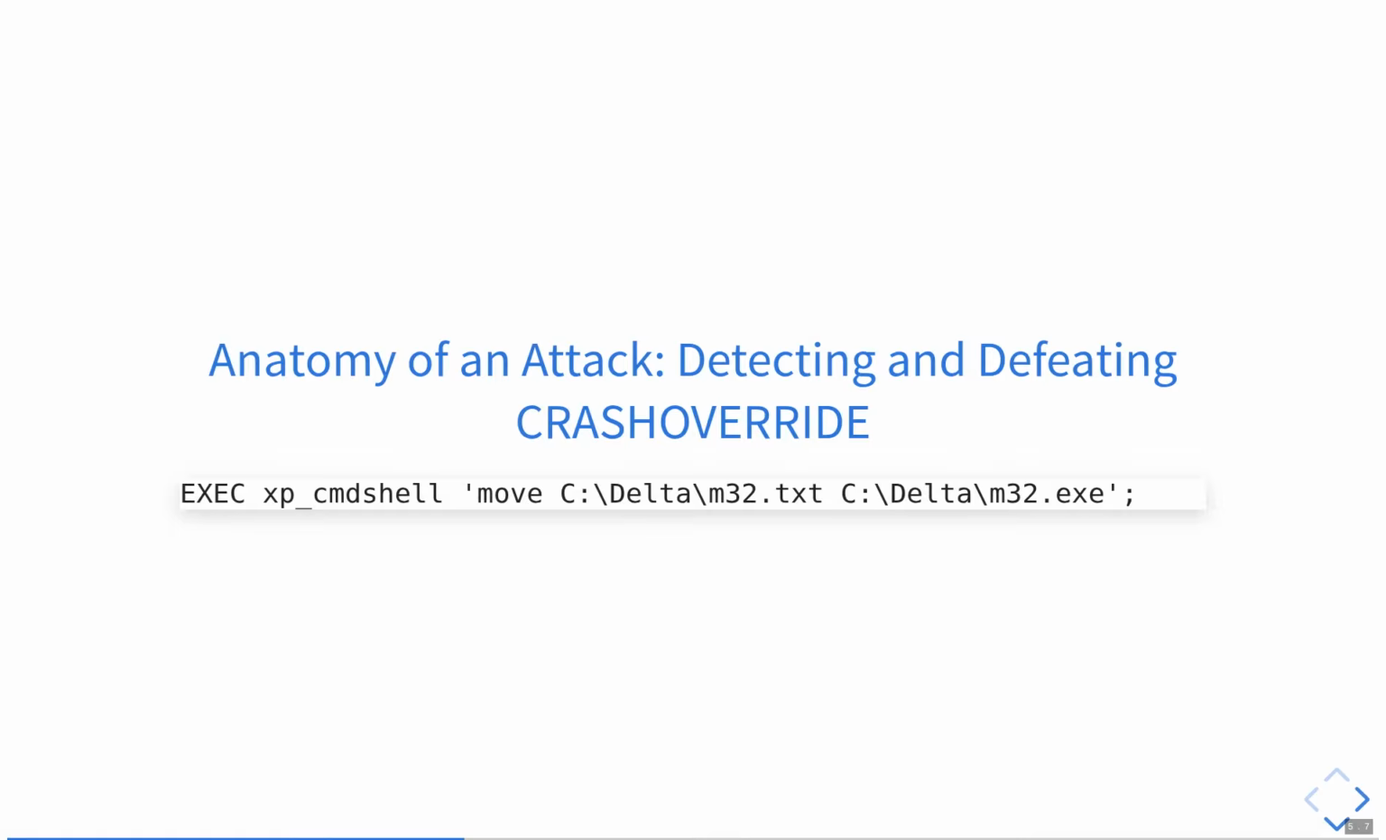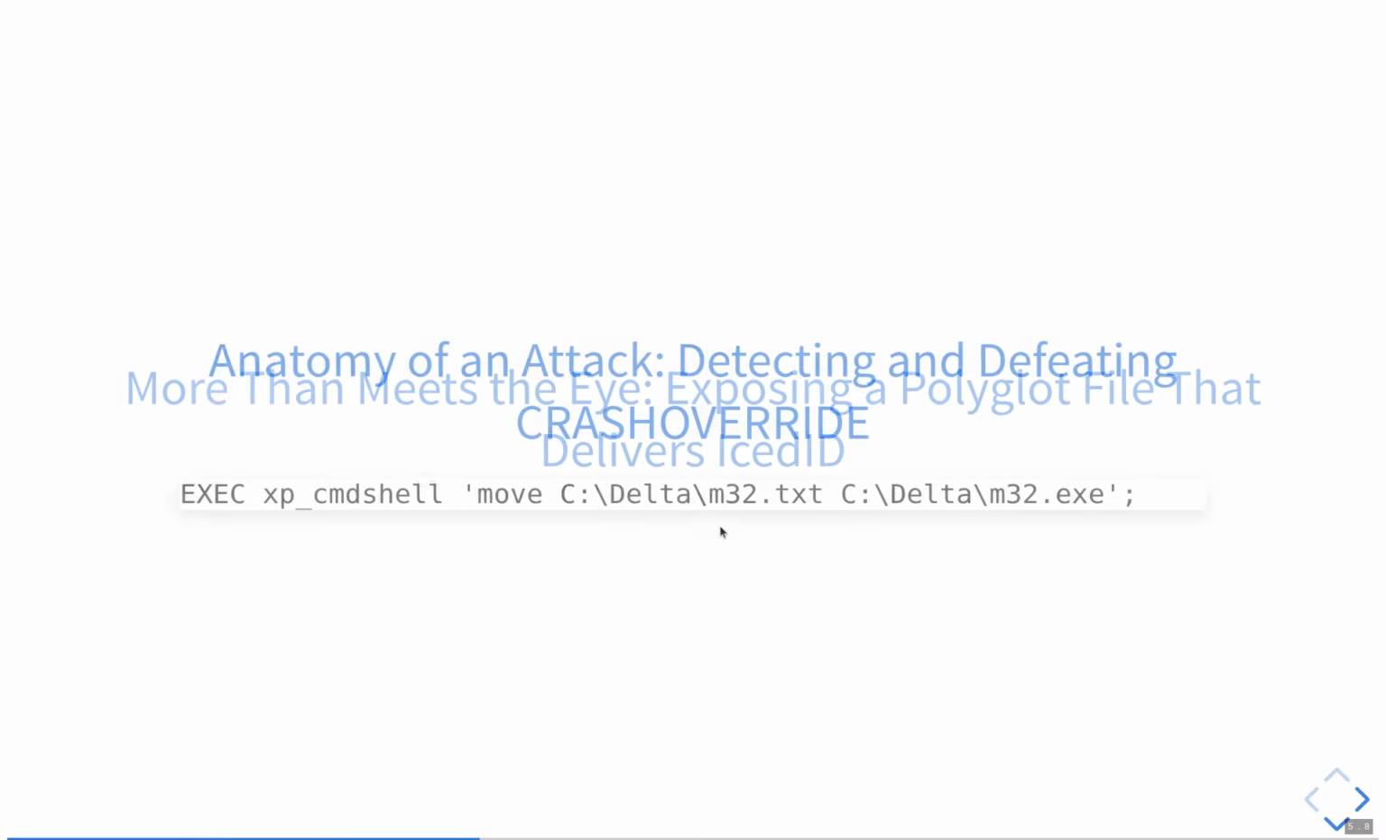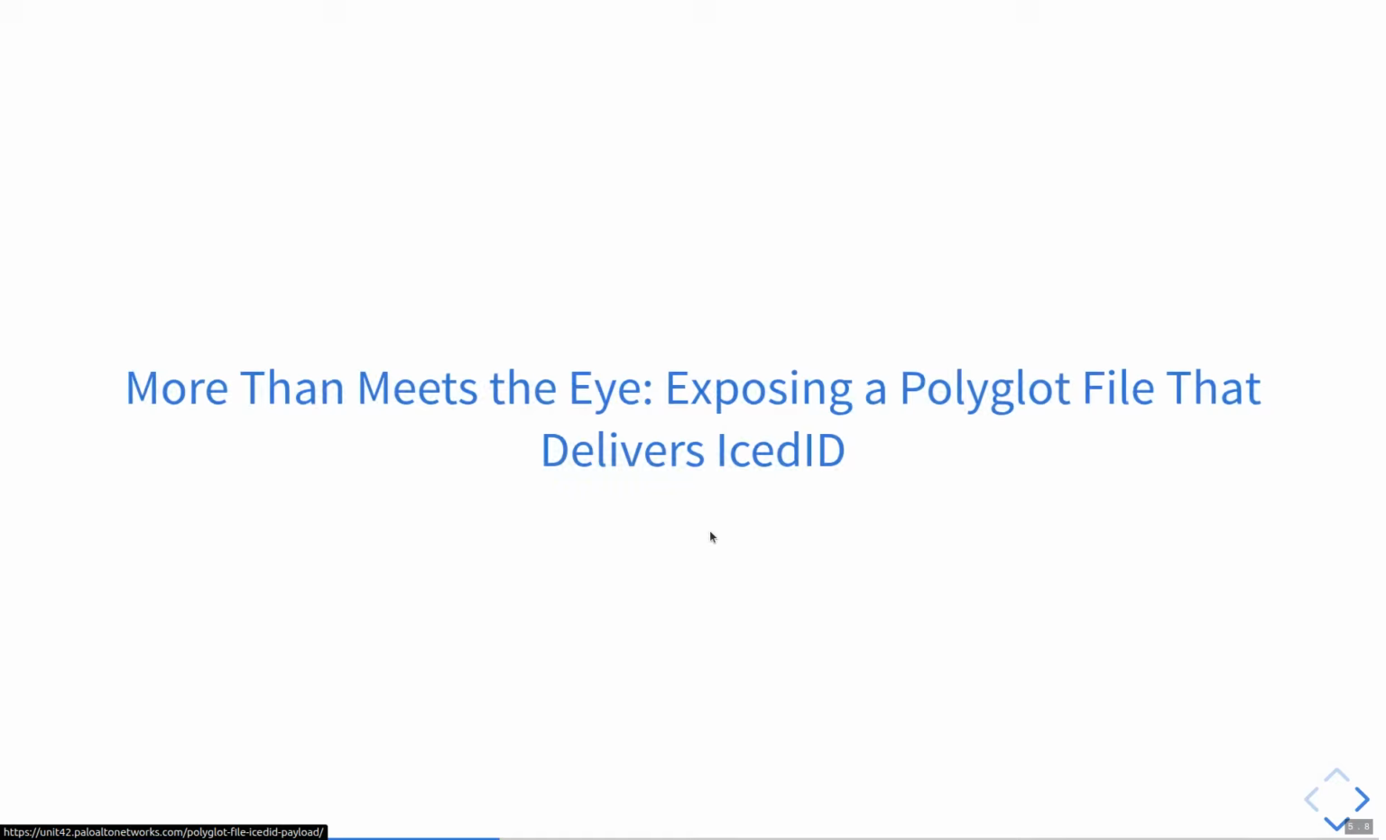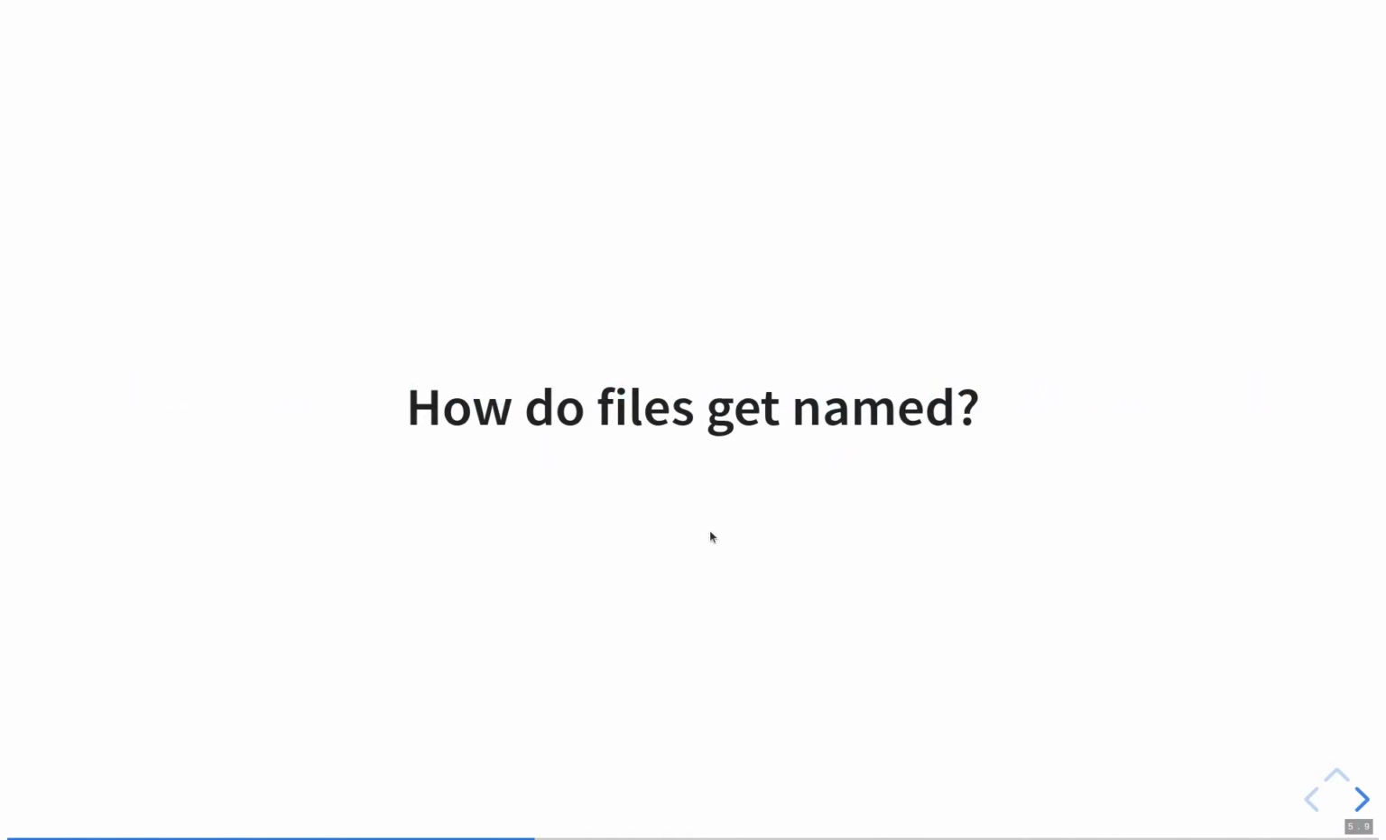There's other examples of this. Here you can see this is a more severe attack that actually had more dangerous impacts. And the way this one would work was that it would actually move a TXT file into an exe file. So these are some more examples of masquerading by using file extensions. And there's another example here that I won't go into in this lecture, but you can view on the website if you're curious. So how do files actually get named?